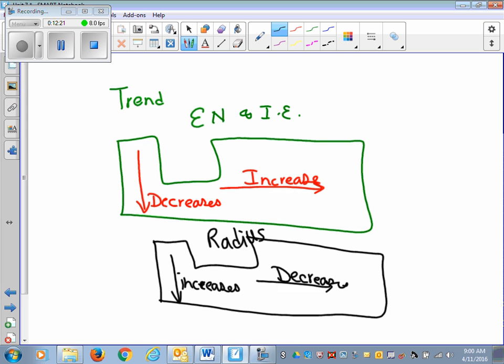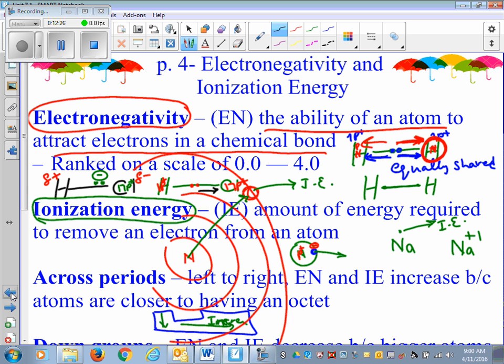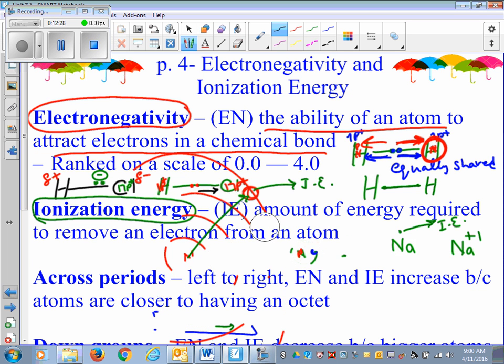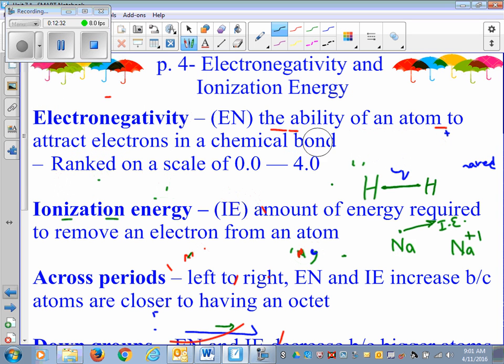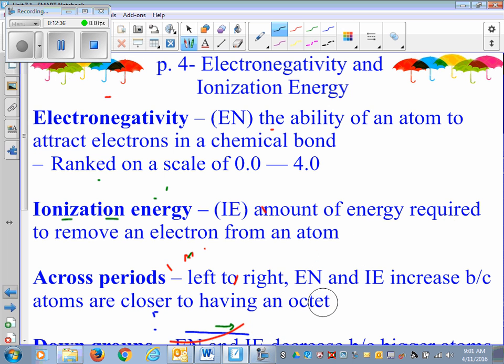Do we understand these two topics? Ionization energy and electronegativity? Alright, so let me clean that up and then go ahead and answer the questions at the bottom and then we will go from there.